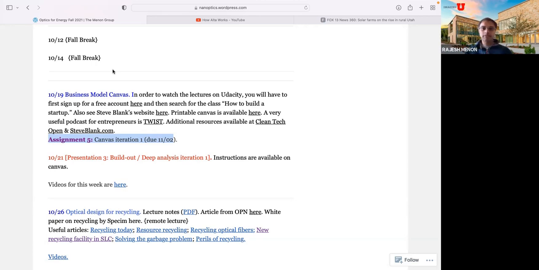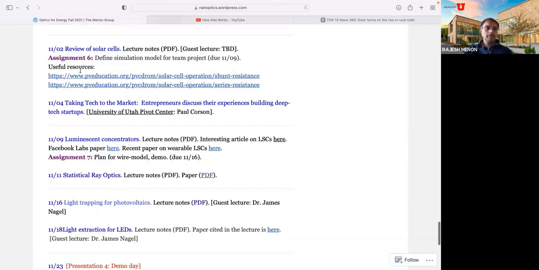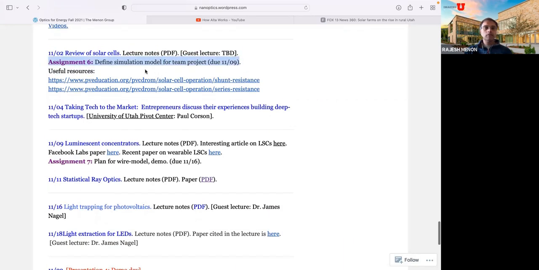So assignment 5 is due today. It's the business model Canvas iteration 1. Make sure you submit it on Canvas or email it, or you can also submit it on Slack if you prefer. Assignment 6 is due on November 9th, which is next Tuesday, and it's already posted on Canvas, so you can take a look at the instructions.